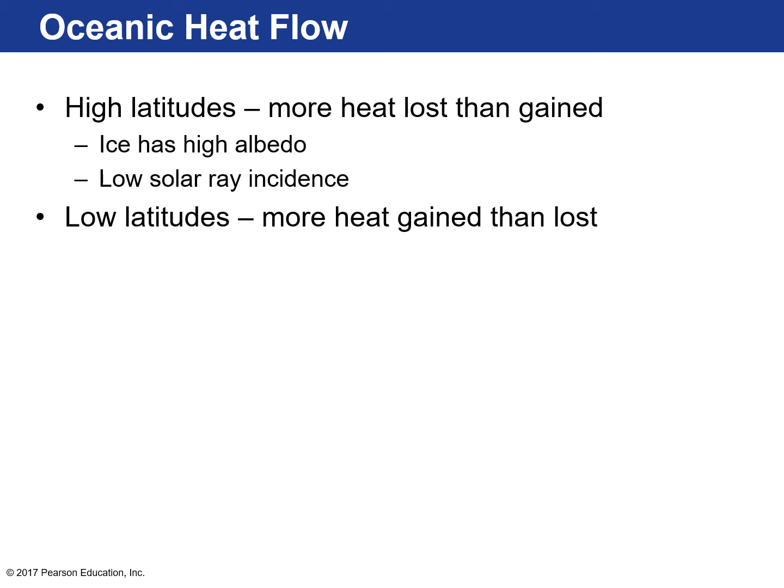And as a result of this, the heat that's stored by ocean water is increased at lower latitudes. Oceans in lower latitudes, like in the tropics, get a net heat gain from solar energy. But if you go to higher latitudes, there's more heat lost than there is gained. That's because of a number of reasons: the low solar ray incidence, like we talked about, and also a lot of ice typically forms at high latitudes, and ice reflects, or has really high albedo.